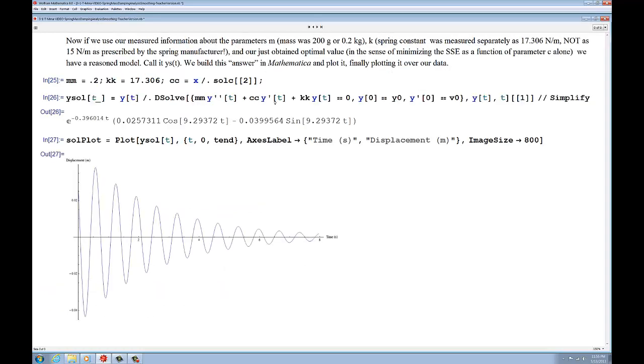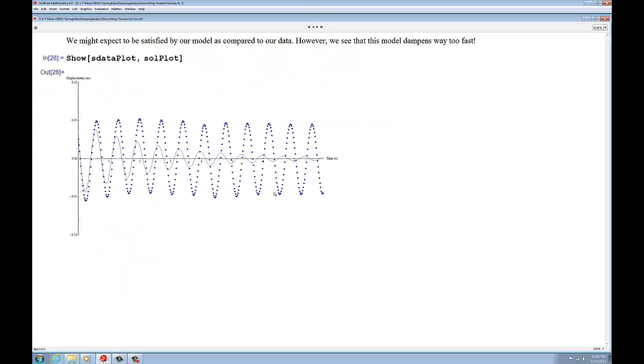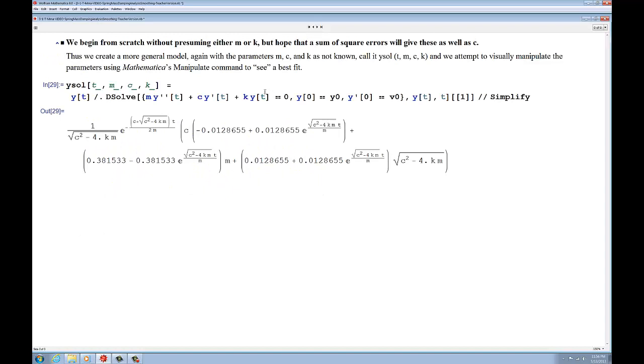Here we have an example of plugging that particular parameter value in for C, and we create a model using the letters K, K, C, C, M, M to distinguish them from the more generic ones, M, C, and K, and we plot the solution, and it's damped. That's good. The bad news is it's overdamped. It's damped too much in comparison to the data. So we've got to look at something else.